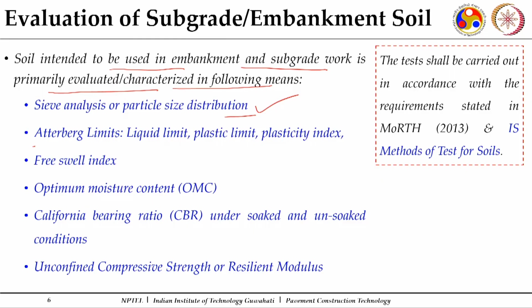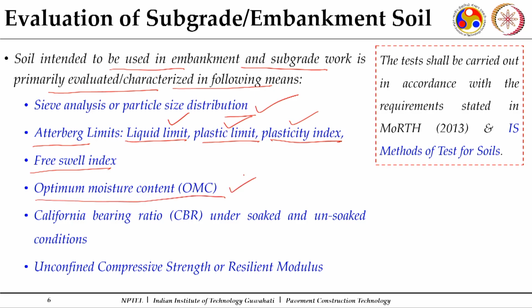So, on the basis of grain size distribution, you can work out, to a certain extent, the nature of the soil. Then comes another important set of limits you might have read in your other courses related to soil engineering: liquid limit, plastic limit, and the third is plasticity index. These are three characteristics which we normally determine for a soil to judge its suitability for subgrade and embankment construction. Another is your free swell index.